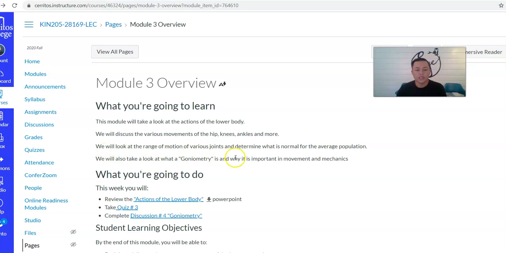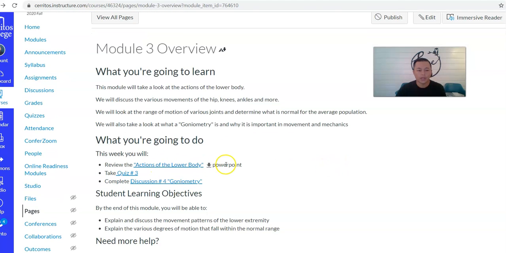We'll look at the range of motion of various joints and determine what is the normal range for the average population. Now, just bear in mind as we go through the PowerPoint presentation this week, just be familiar with the ranges of motion and how common they are. Without having a goniometer, it would be challenging for you to figure out what those ranges of motion are on yourself, but just play around with guesstimating, okay?